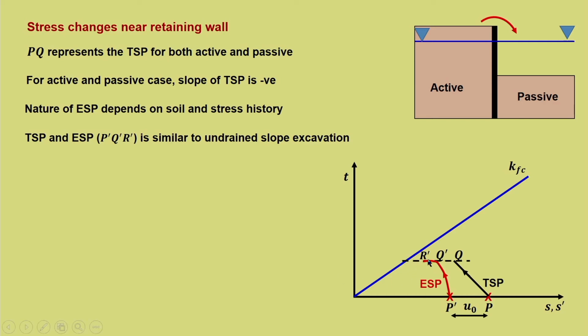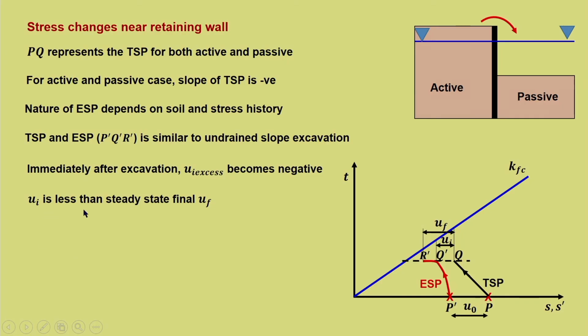So, this is the point Q dash. This is the initial pore water pressure at the end of construction period, and this is the final pore water pressure. Now, what is happening here? Immediately after excavation, the excess pore water pressure, because of the excavation, achieves a negative value. So, the initial excess water pressure is negative.